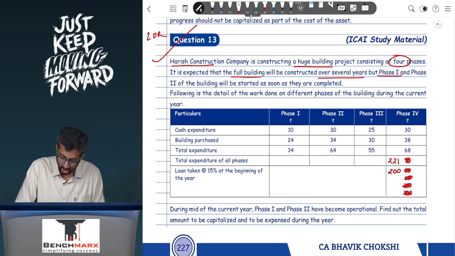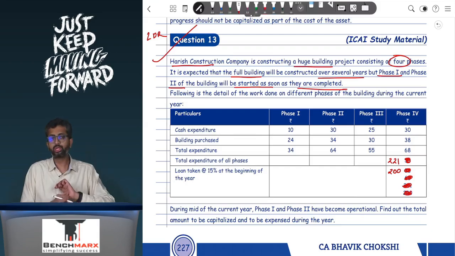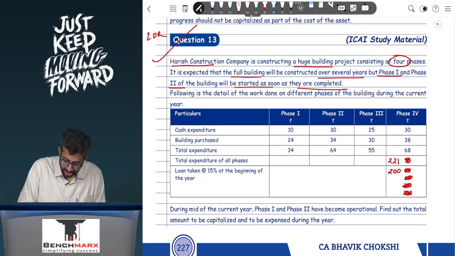But phase 1 and 2 of the building will be started as soon as they are completed. So here it is possible that your asset gets ready to use phase wise, in which case capitalization will cease proportionately. Following is the detail of the work done on the different phases of the building during the current year.